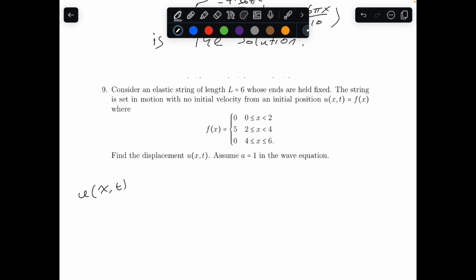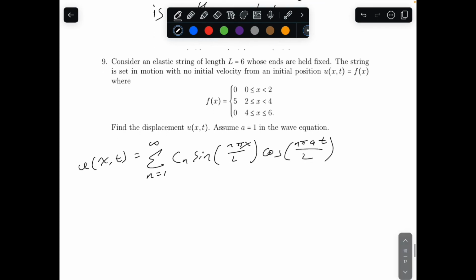And so the wave equation solutions, and you should be able to recognize that this is a solution to the wave equation, not the heat equation, and vice versa. So this is sine n pi x over L times cosine n pi a t over L.